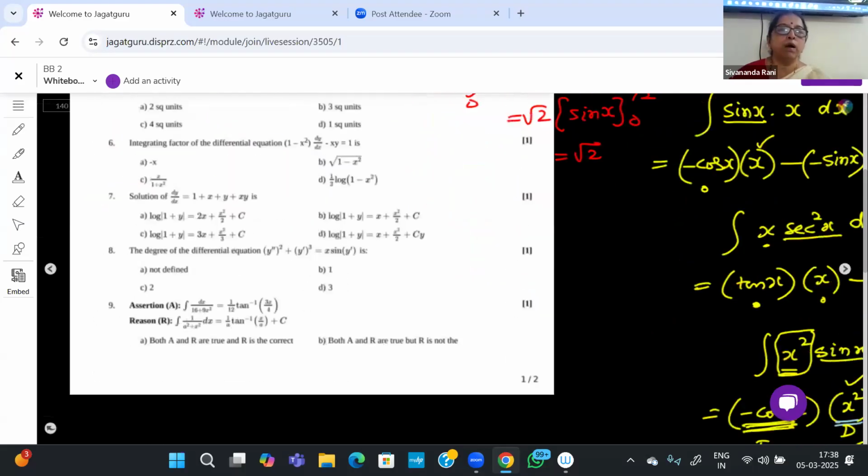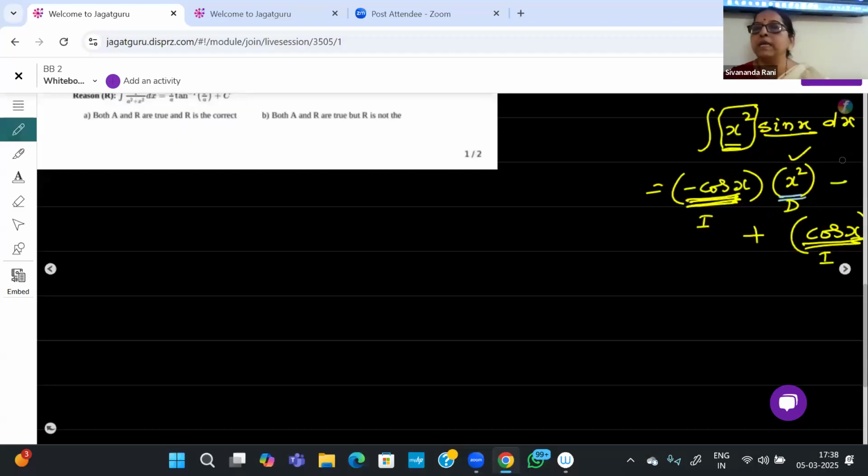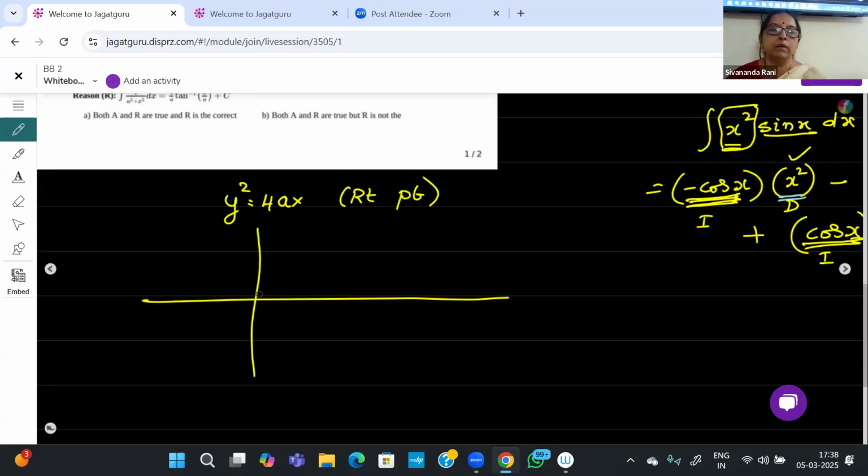Okay. So what kind of parabola is this? Because see, knowledge about curve tracing is important, isn't it? y square is 4ax is actually a right parabola, right? It's a right turning parabola or opening towards your right. And it has got the focus at (a, 0).